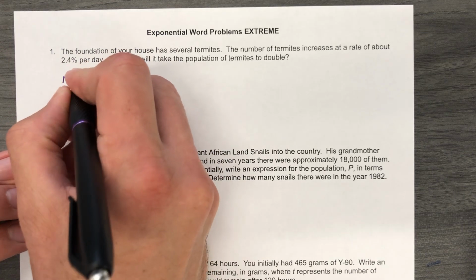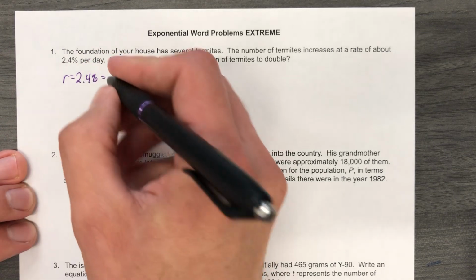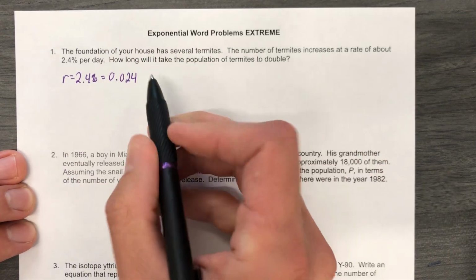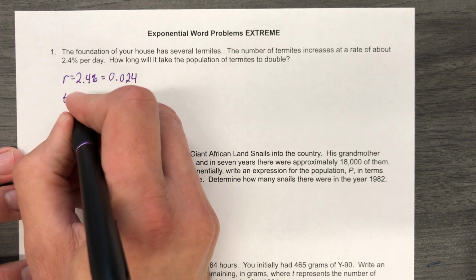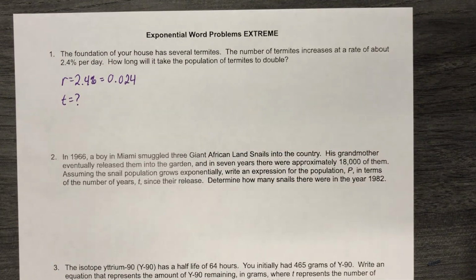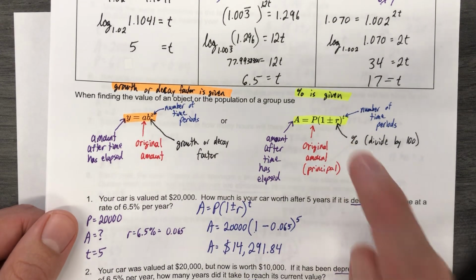I know the rate is 2.4%, and that happens every day. We'll move the decimal 2 places to the left. That's the same as dividing by 100. How long will it take the population of termites to double? Well, how long is a question of time, and I want it to double. Now, I do see the word double here, which makes my mind go towards this whole growth and decay factor thing, but that's not it, because they did give me a percent.